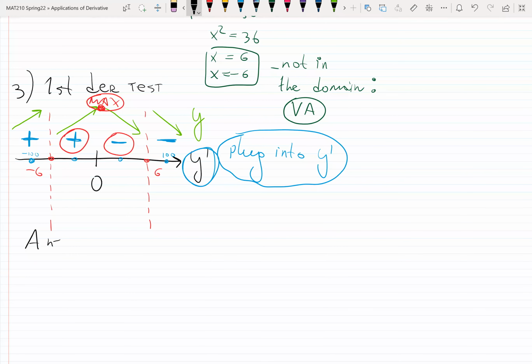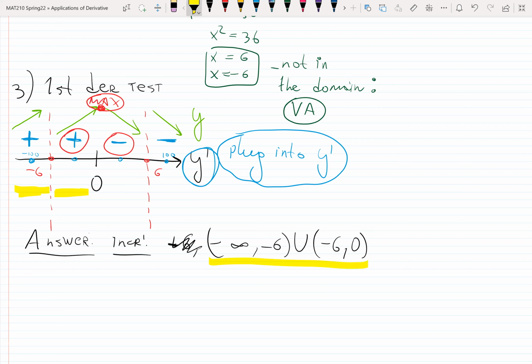Answer. Increasing interval from minus infinity to -6, from -6 to 0. See, I'm just doing all those intervals, like so, the intervals where the function is increasing. Where the original function is decreasing or going down.